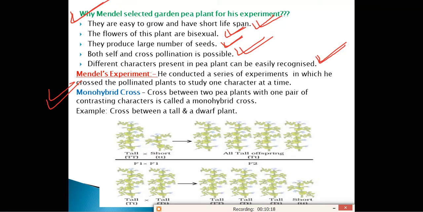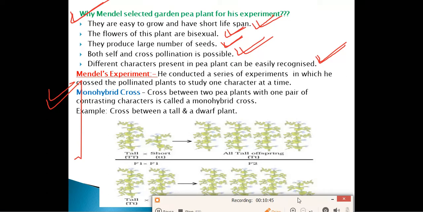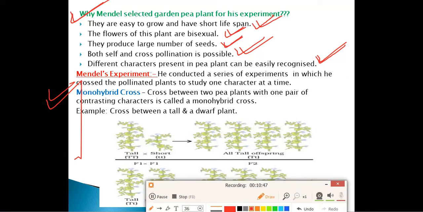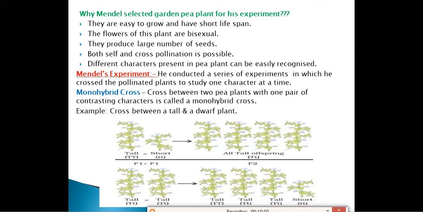In the monohybrid cross, Mendel took two pea plants with one pair of contrasting characters. For example, he took the height of a plant: one tall plant and one dwarf plant. Monohybrid means only one pair of contrasting characters. You can see one tall plant there, which we can represent with capital T, capital T, and the dwarf plant can be represented as small t, small t. The alleles, the traits responsible for the tall character, are capital T, and for the dwarf plant, small t and small t.